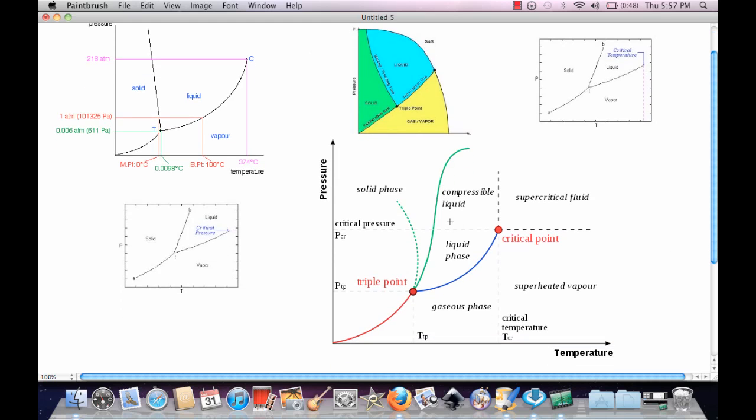Same thing with critical pressure. It's the point where this liquid will become a vapor.